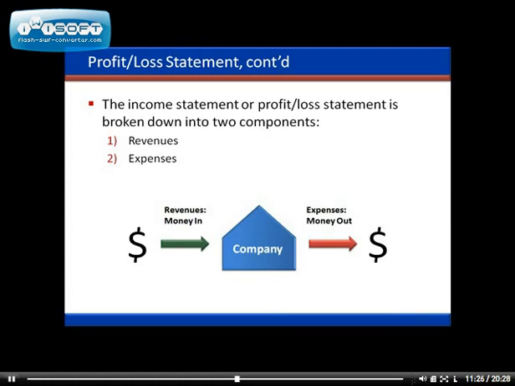Well, once again, the profit loss statement can be applied on a personal level. Your revenues are the paycheck that you receive every 2 weeks or every month. And your bills that you pay, your light bill, your water bill, your gas bill, your car note, all of these are expenses that are leaving you. Okay, and so your revenues minus your expenses will give you what your profit is for that particular year.